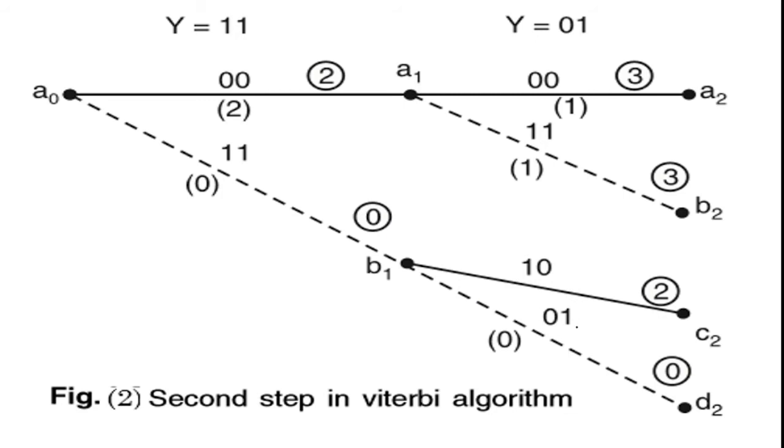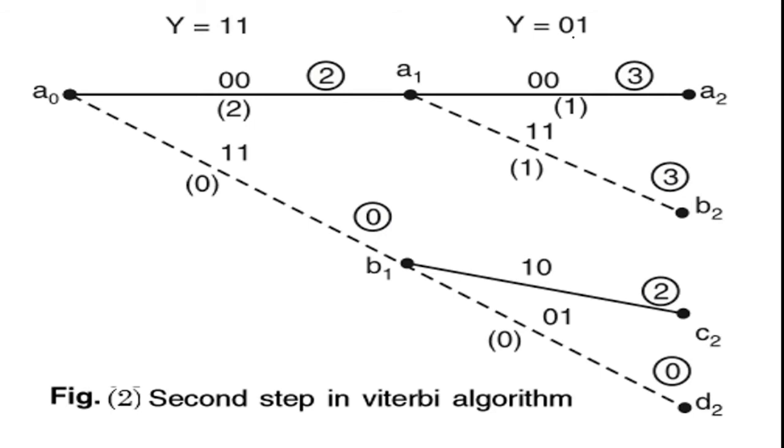And this type of concept we have already discussed in the concept of code tree and code trellis diagram. Now here A1 state is 0 0, message bit 0 is to be transmitted, 0 0 encoded signal we get, and message bit 1 is to be transmitted, we get 1 1 encoded signal. And this is the B1 state. In that B1 state, the state is 0 1, and message bit 0 is to be transmitted, we get the 1 0 encoded signal, and message bit 1 is to be transmitted, we get 0 1 encoded signal.